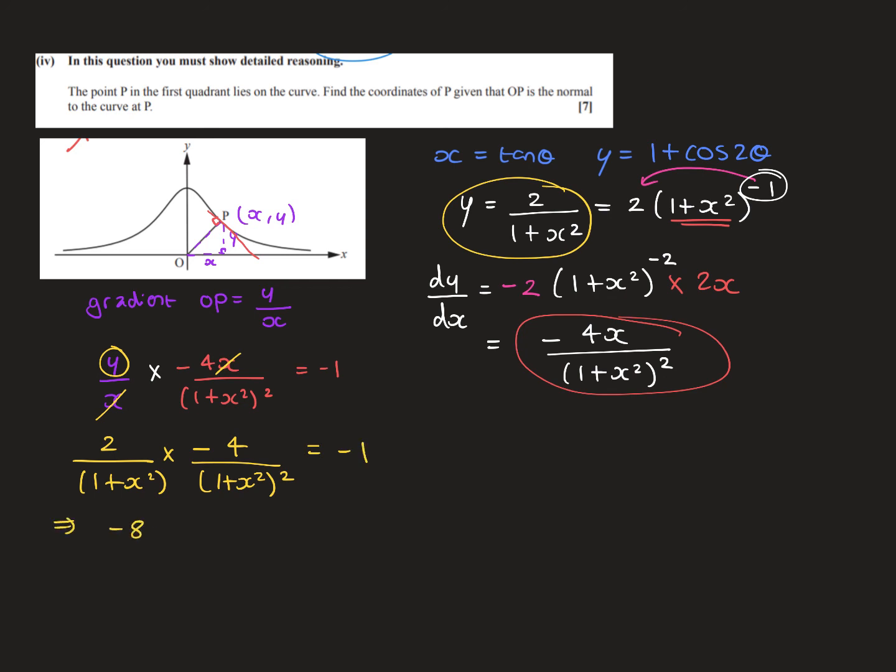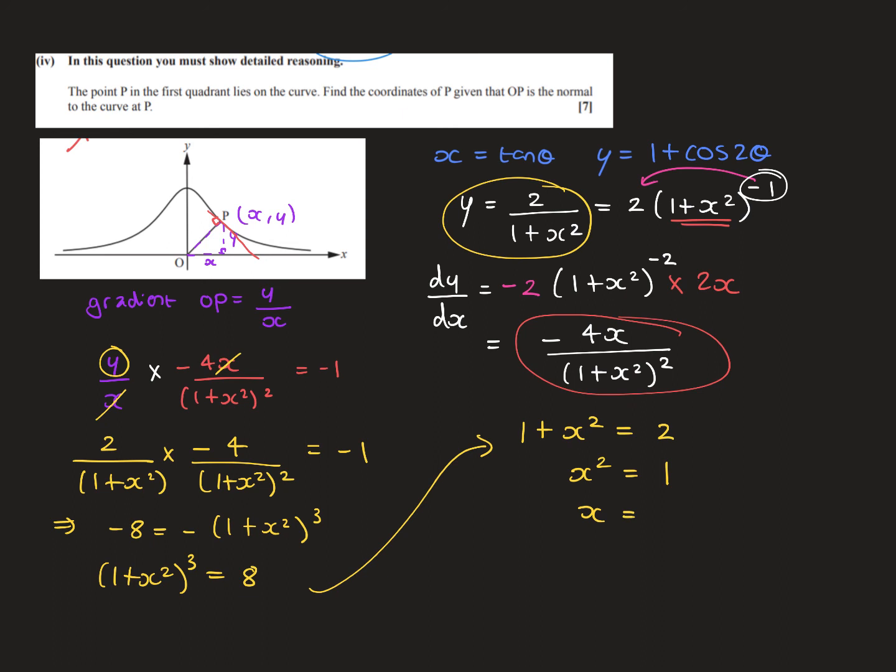And let's keep simplifying this. So that's -8 equals -1 plus x squared all to the power of 3. Or 1 plus x squared all to the power of 3 equals 8. And rather than expanding, I'm going to take the cube root of both sides, which tells me that 1 plus x squared must be equal to 2, x squared must be equal to 1, x in theory could equal positive 1 or -1, but I'm going to say x equals 1 because from the diagram you can see that at P, x is clearly a positive number, so x is equal to 1.